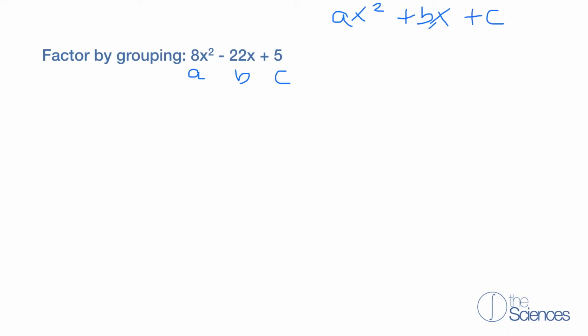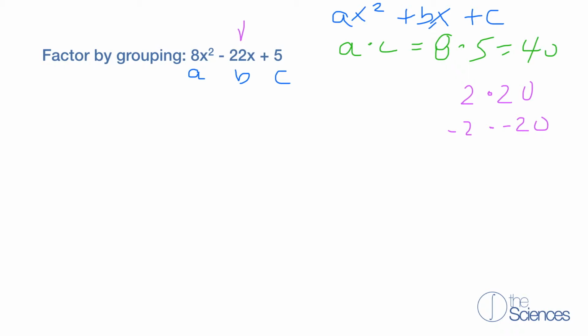Now the first thing we want to do is multiply our first and last coefficient, so a times c. So when we do that, we get 8 times 5 equals 40. So now we want to find multiples of 40. So one multiple is 2 times 20 and negative 2 times negative 20.